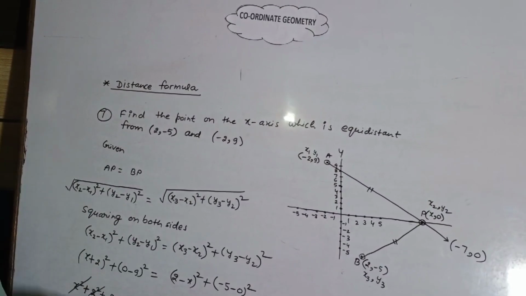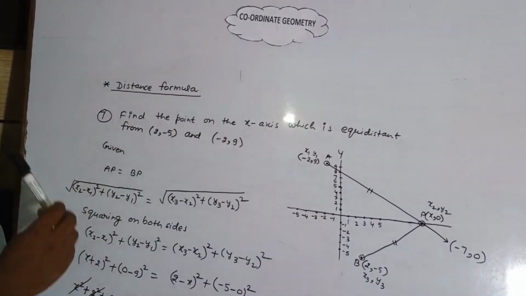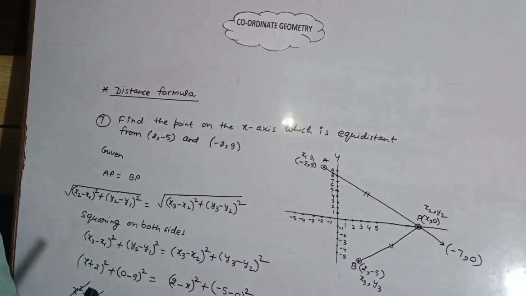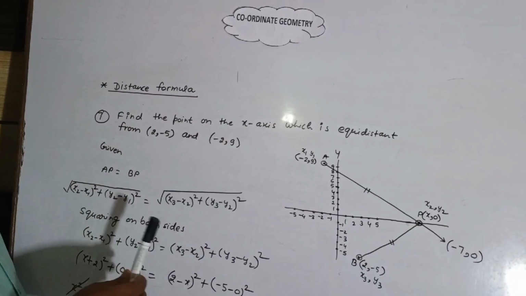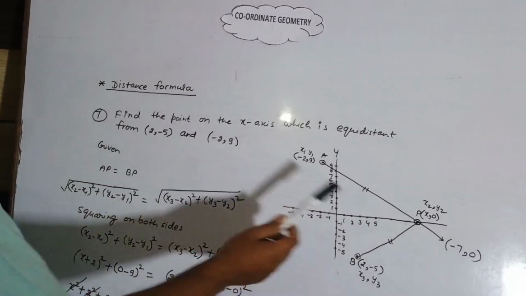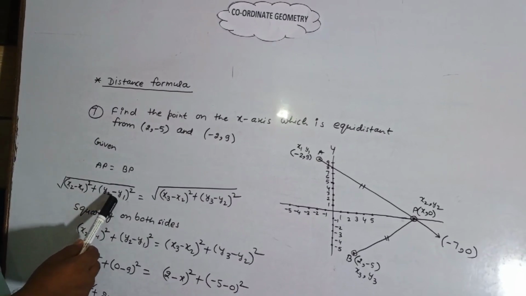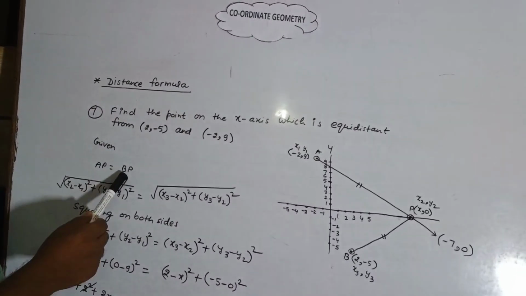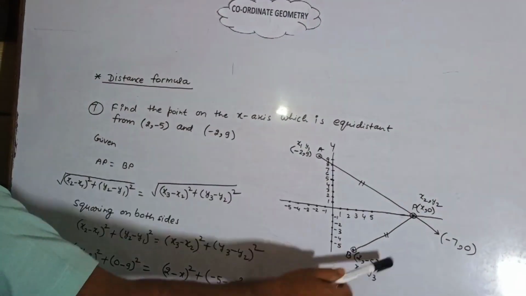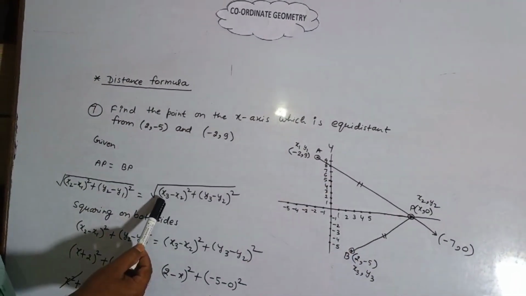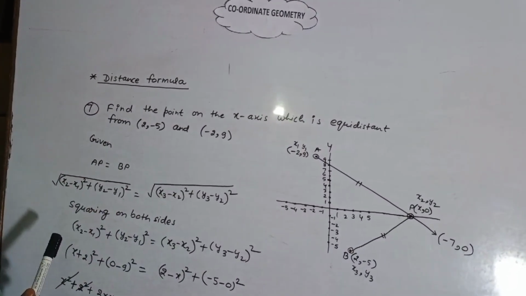Now what will we do? We will write AP equals BP. We have written here AP equals BP because these 2 points are equidistant from this point P. Now the value of AP, with the help of the distance formula, will be the square root of (x2 minus x1) whole square plus (y2 minus y1) whole square. And the value of BP will be the square root of (x3 minus x2) whole square plus (y3 minus y2) whole square.